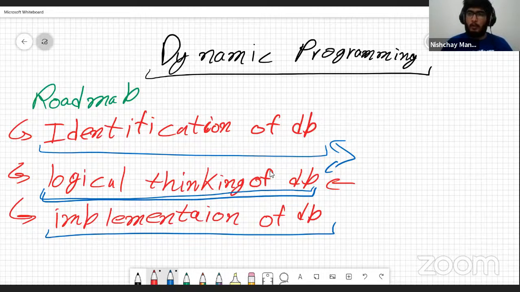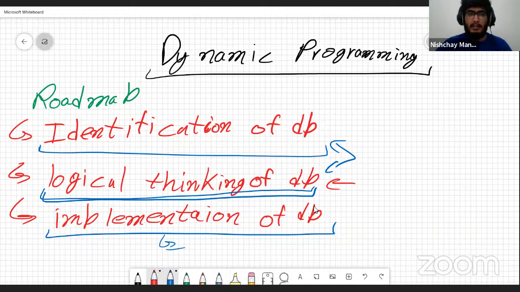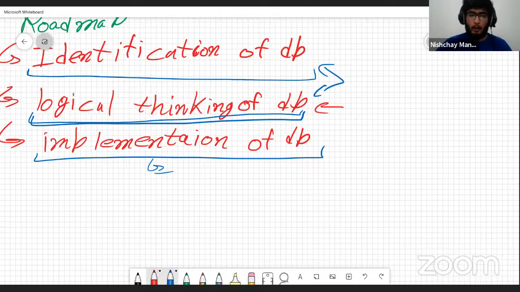I would also be talking about two main things which are used in implementation: tabulation and memoization, and the differences between them, right? So this is going to be the overview of today's session. And also I would be discussing all of this with a problem.